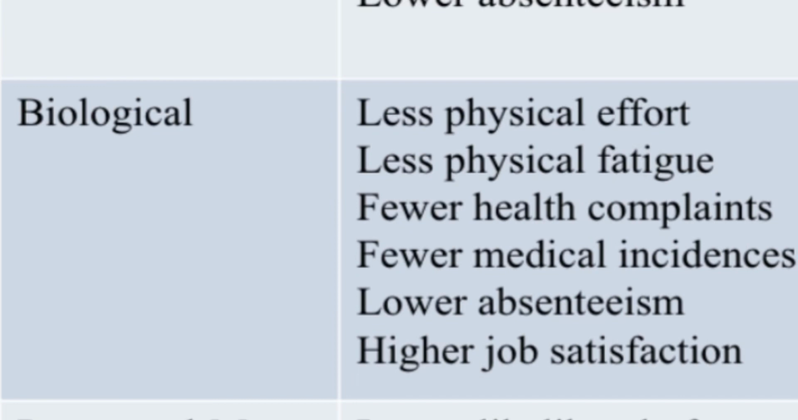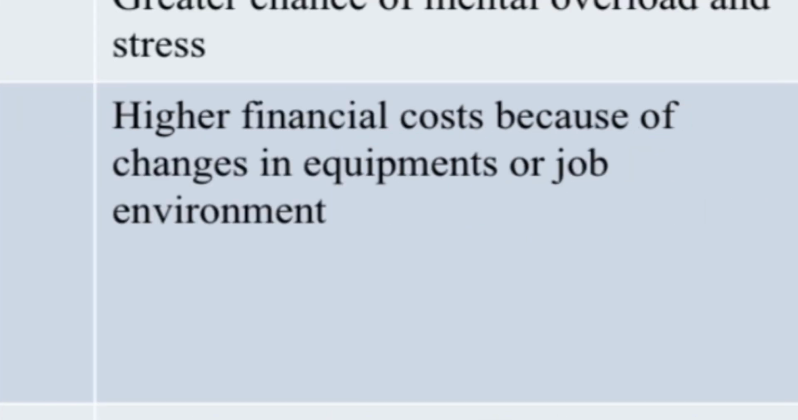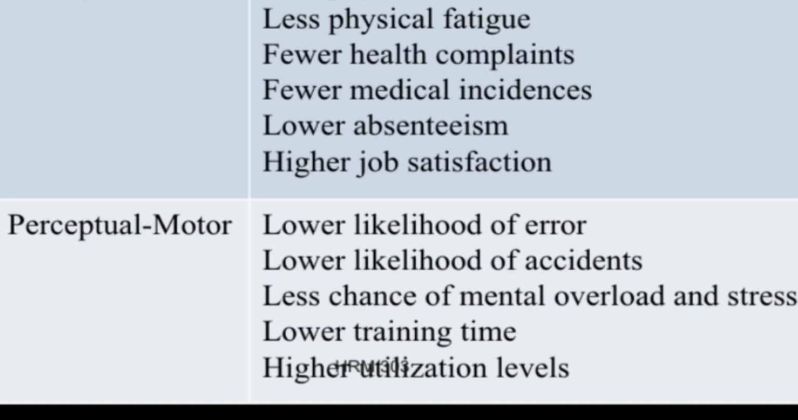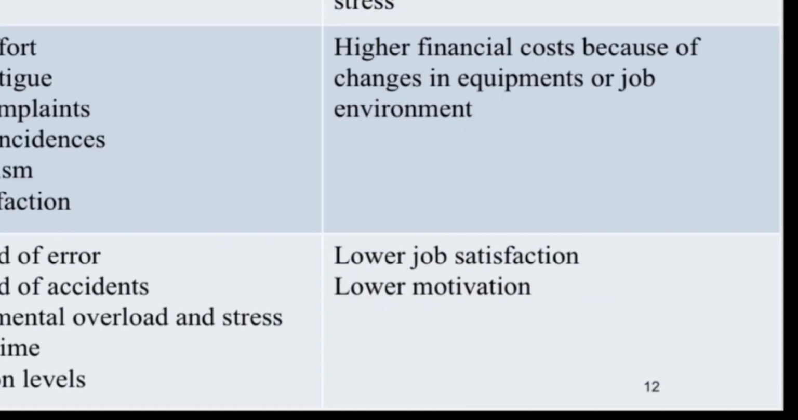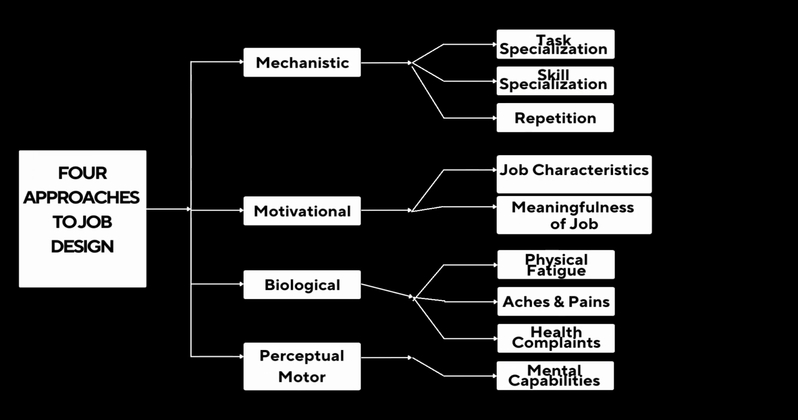For biological, the positive outcomes are less physical effort, less physical fatigue, fewer health complaints, fewer medical incidences, lower absenteeism, and higher job satisfaction. For negative outcomes, you have higher financial costs because of changes in equipment or job environment. And lastly, you have the perceptual motor approach. The positive outcomes are lower likelihood of error, lower likelihood of accidents, less chance of mental overload and stress, lower training time, higher utilization levels. And the negative outcomes are lower job satisfaction and lower motivation. So there you go. Those are the four approaches to job design.